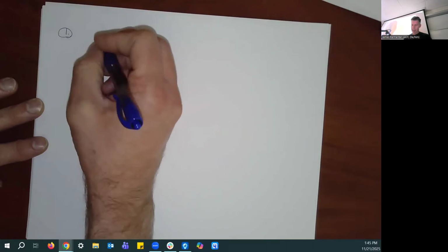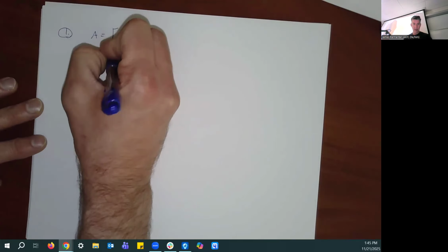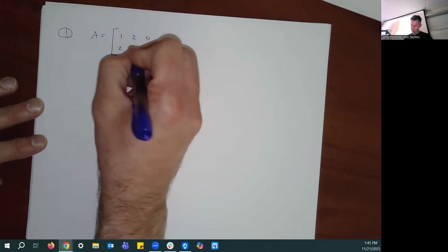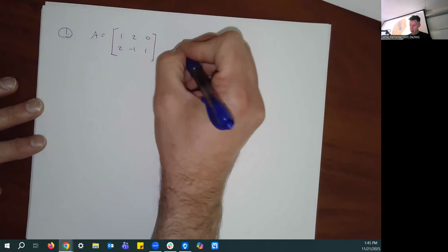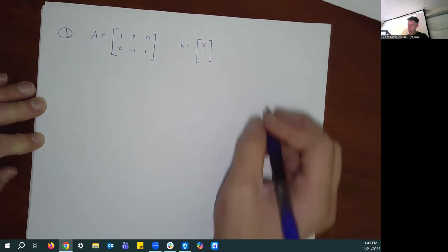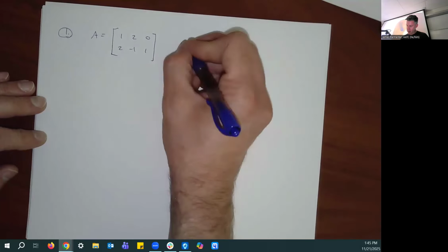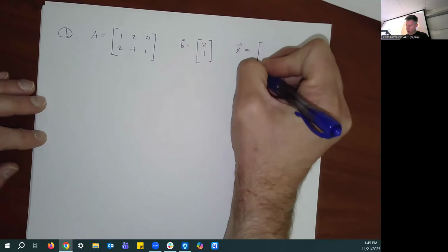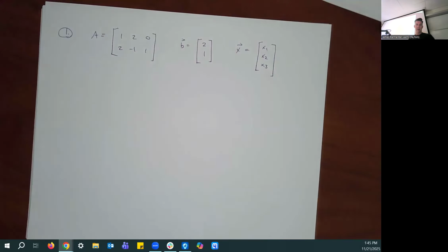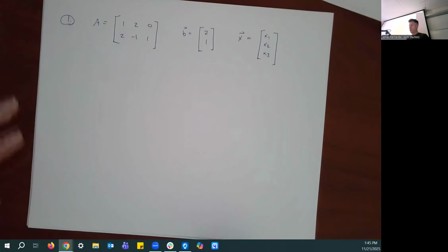Problem 1. We're going to let A be the matrix 1, 2, 0, 2, -1, 1. B is the vector, it's a vector and it's a matrix, 2, 1. And x is equal to x1, x2, x3. And the first part says, write the matrix equation AX equals B as a system of linear equations, not as matrices.